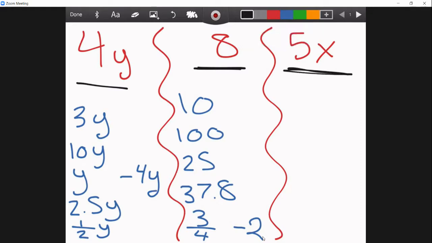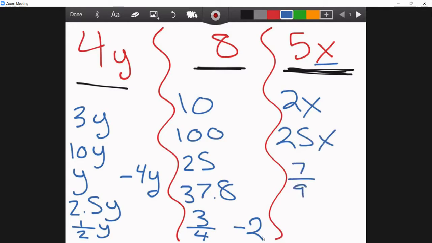My next one, I have 5x. So anytime we have a number with a variable, we call it a coefficient. So here, my variable is x. So I need to write numbers that have the same variable for it to be alike. So for example, I would have 2x, maybe 25x, 7/9 x, -35x. All those are alike because they each have the same variable, x.